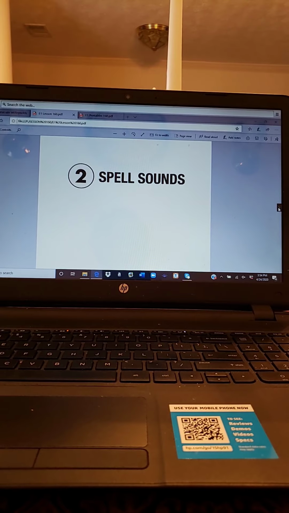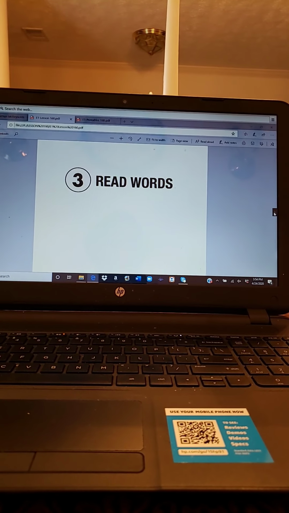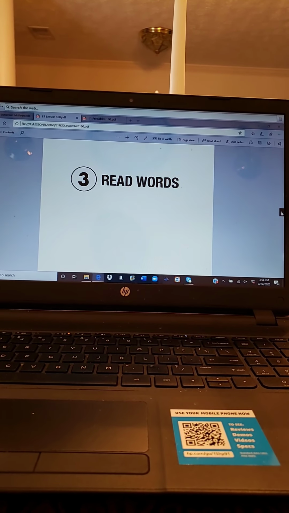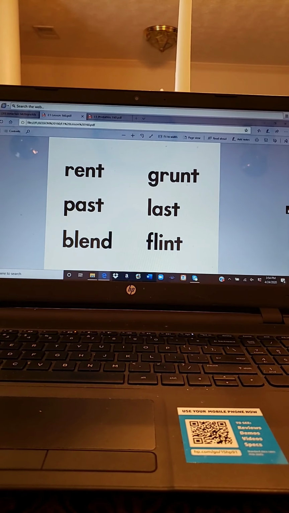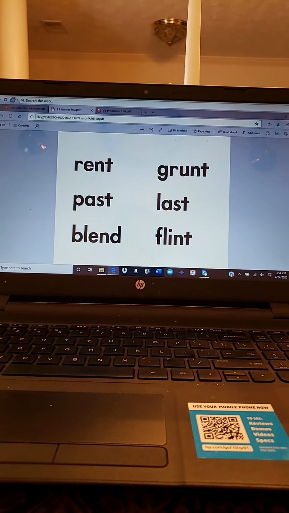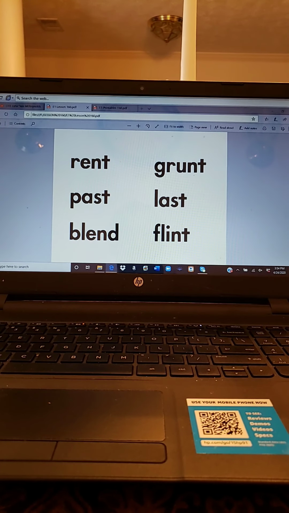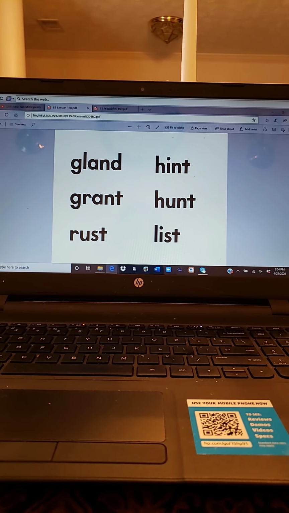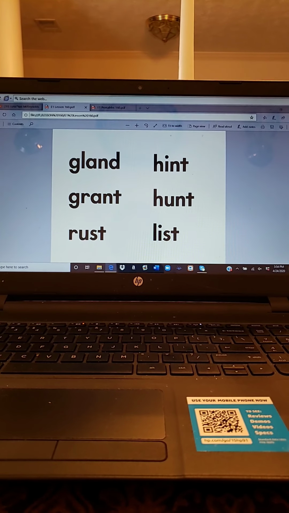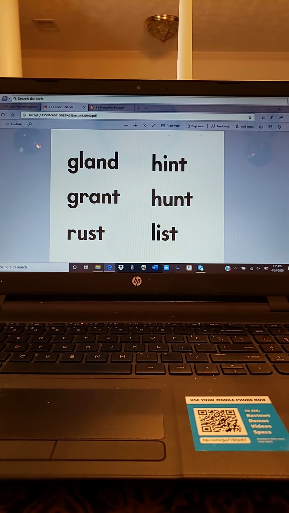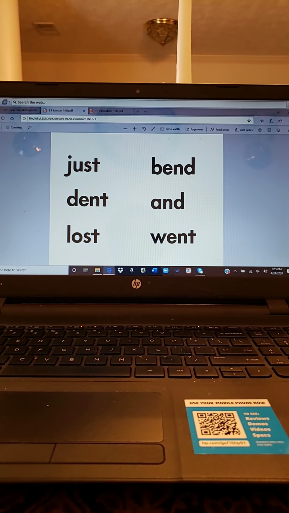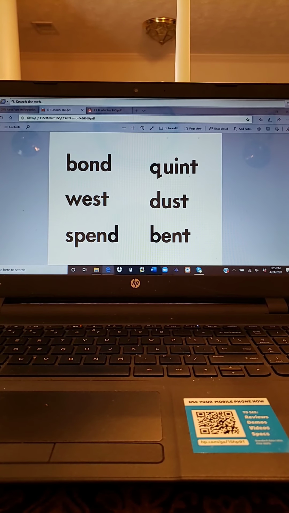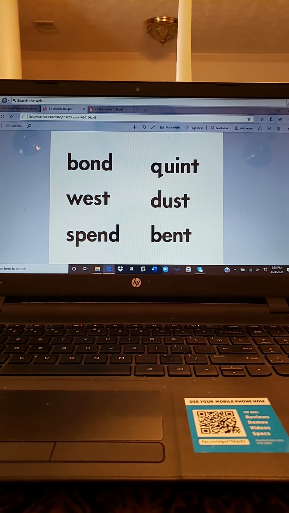All right, guys, let's go ahead and go through some of our words. We've got several words. I'm not going to give you all of them to do. We'll do maybe 4 pages of them. All right, guys, I want you to read those words for me the best that you can. Read those words for me. Read those words for me. And then our last page of words.